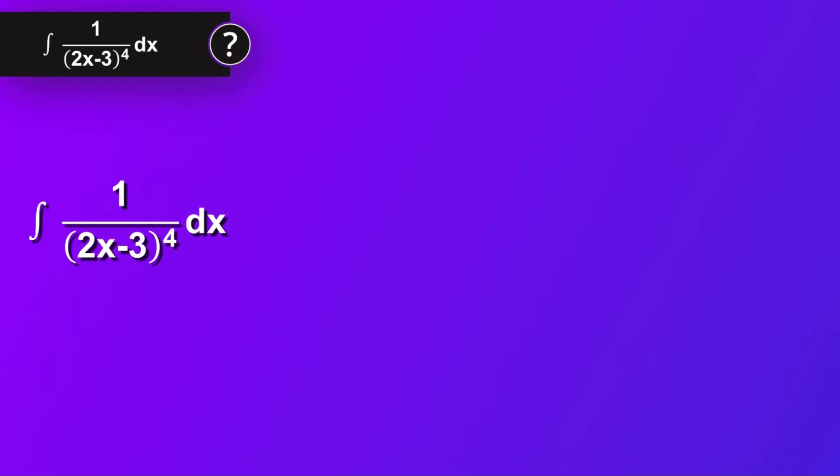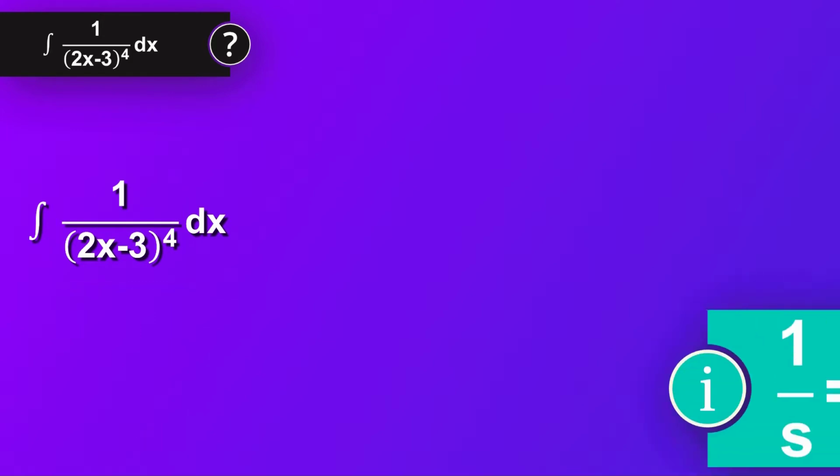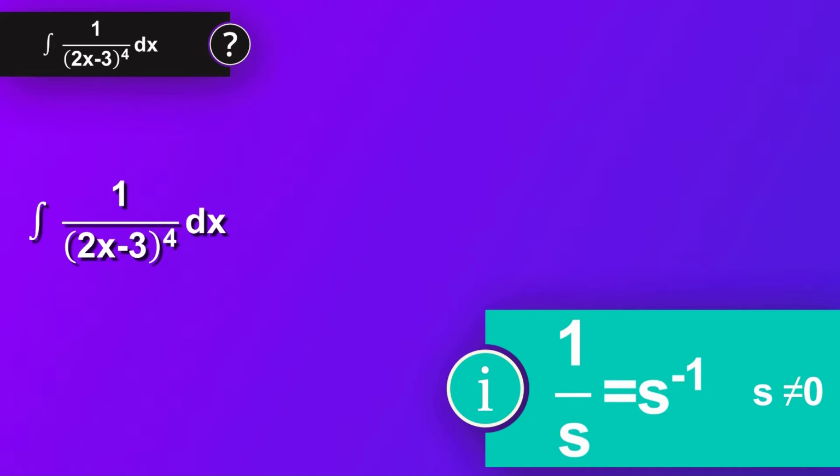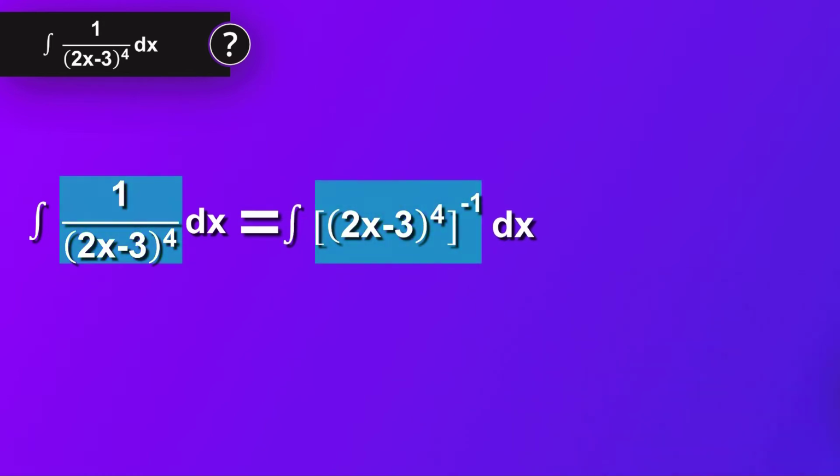In that case, to solve this integral, we may apply the so-called u-substitution method. We do it in order to modify the integral in a way that enables using some of the formulas for finding integrals. But first, let's modify our integrand using the formula 1 divided by s equals s raised to minus 1. In our case, s is (2x minus 3) raised to 4, and our main equation will now be (2x minus 3) raised to 4, and this whole expression raised to minus 1.